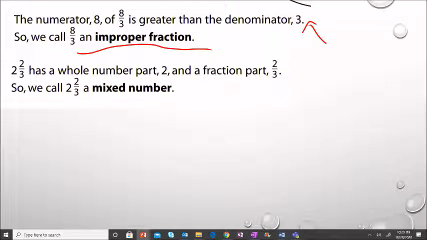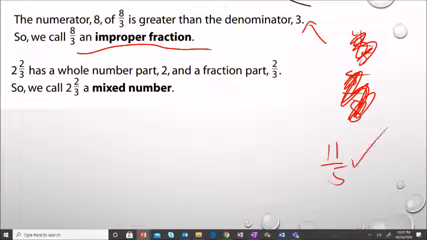You cannot have an improper fraction if the numerator is lower than the denominator. So let's say I had 5 over 8. Okay, that cannot be an improper fraction. All right, 4 over 5, not an improper fraction. 11 over 5, absolutely an improper fraction. Okay, 2 and 2/3 has a whole number part, 2, and a fraction part, 2 over 3. Okay, so we call this a mixed number, as we know already.